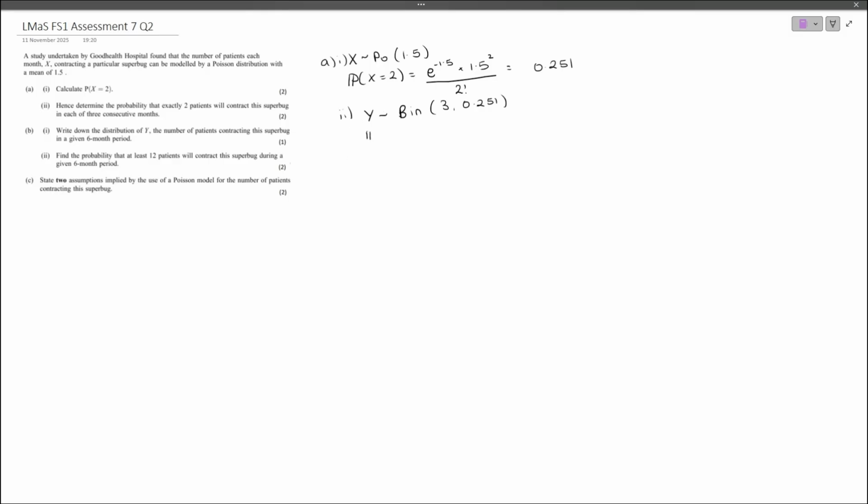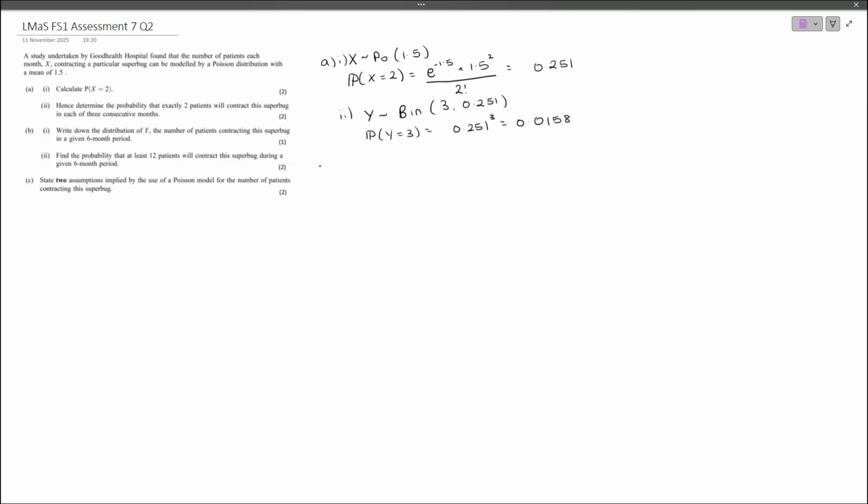We want the probability that Y is equal to 3. We want the probability that this happens in each of the 3 consecutive months. This is equal to 0.251 raised to the power of 3, which is equal to 0.0158.